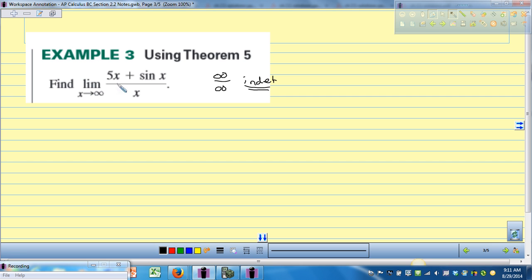When we get an indeterminate form, we have to change the look of the problem, which is what Tim just did. He said, let's make it the limit as x goes to infinity of 5x over x plus the limit as x goes to infinity of sine x over x. This one we just proved on the last example is what? 0. Our x's cancel, and this one is what? 5, because we cancel the x's here. So our limit equals 5.